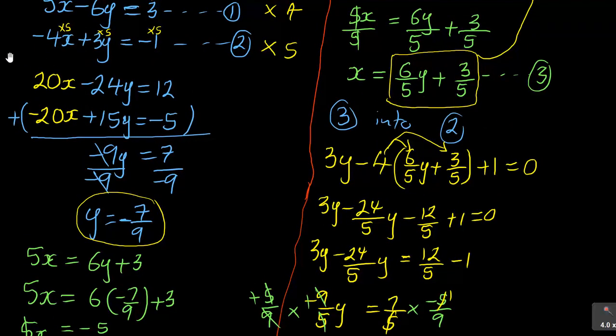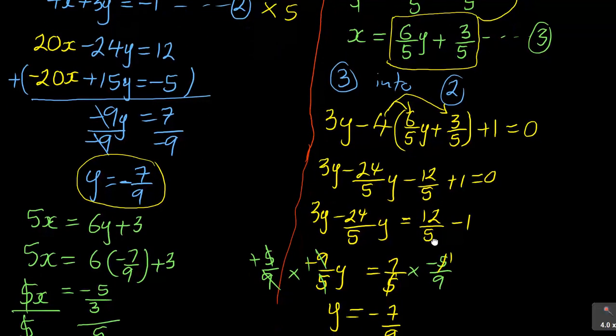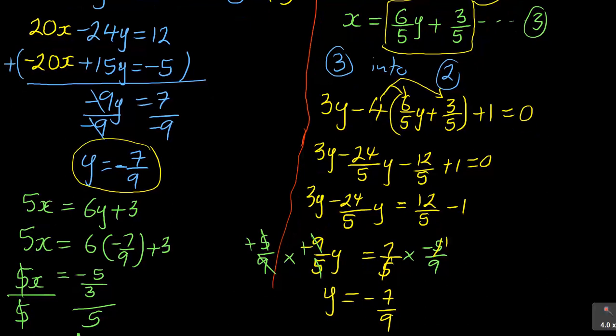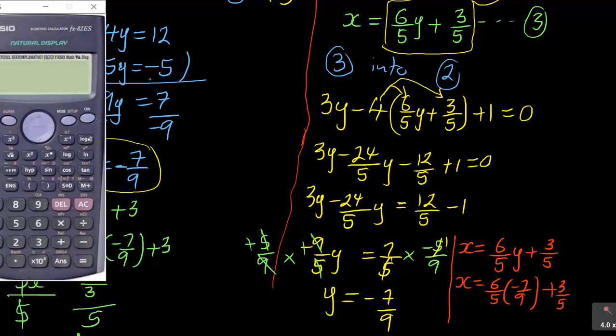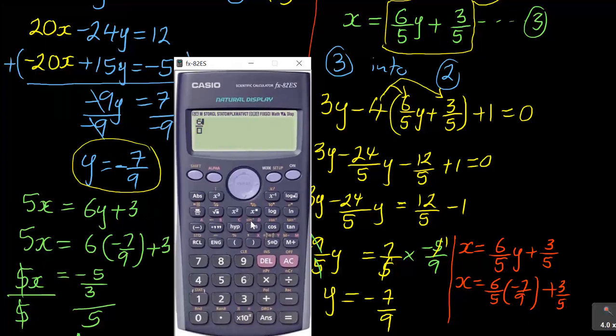Now in equation 3, we are saying x is equal to 6 over 5 y plus 3 over 5, but we know our value for y, so x is equal to 6 over 5 times minus 7 over 9, plus 3 over 5. And again, the calculator in this case will always give you the final answer. So you've got 6 over 5 and bracket minus 7 over 9, plus 3 over 5. It must give us that answer minus 1 over 3.